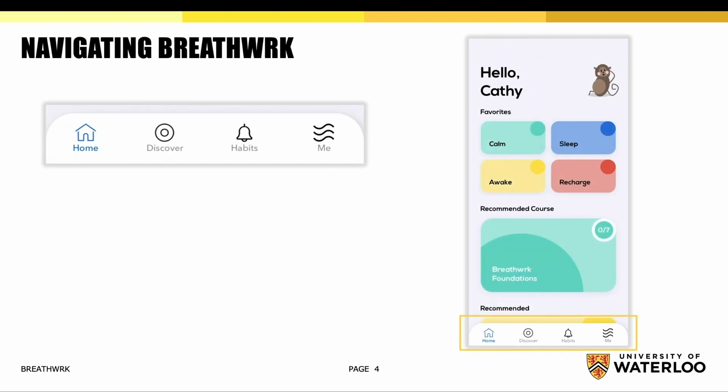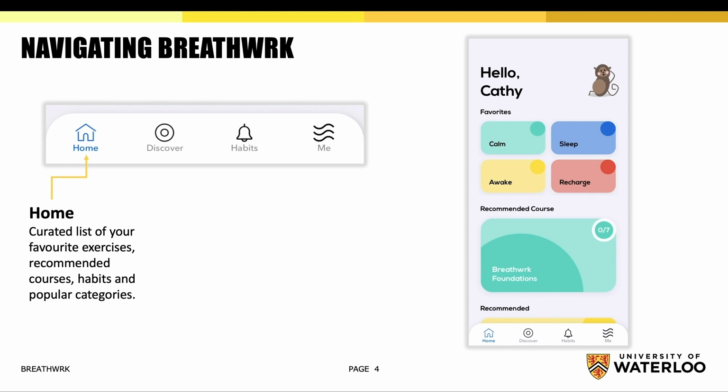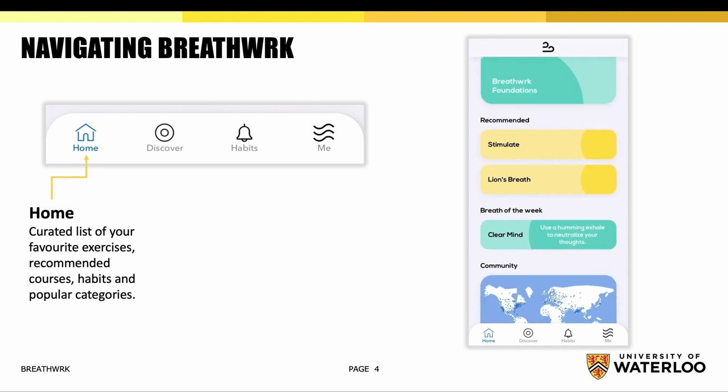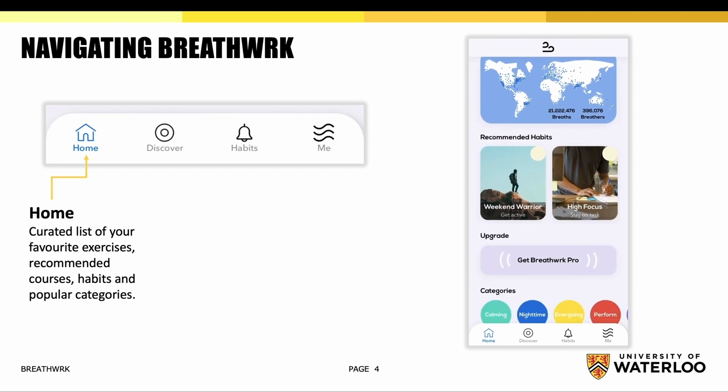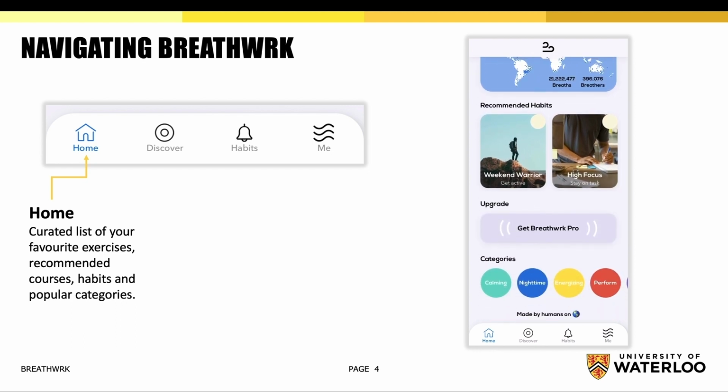The navigation panel on Breathwrk can be found at the bottom of your screen. It consists of 4 sections. The home page provides a list of your favorite exercises, recommended courses, habits, and popular categories. You will also see an overview of the number of Breathwrk users worldwide.